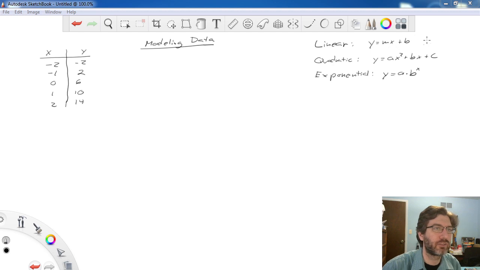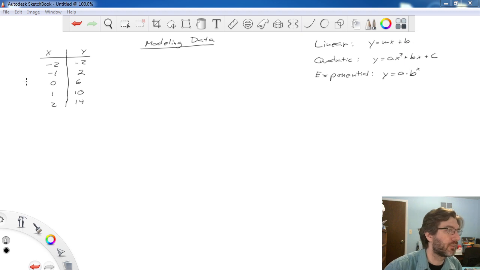So if it's linear, it's going to follow y equals mx plus b. If it's quadratic, it's going to be in standard form of a quadratic, which is y equals ax squared plus bx plus c. Or if it's exponential, it's going to equal y equals a times b to the x. So we're looking at this table here and seeing if it follows one of these patterns.